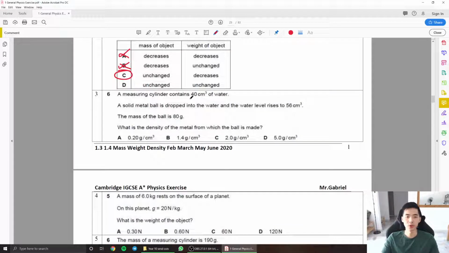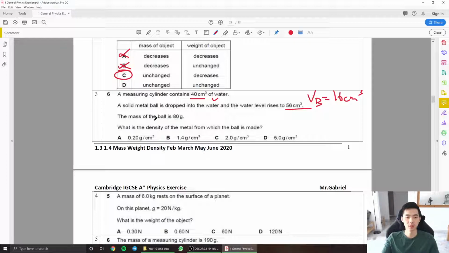The measuring cylinder contains 40 cm cube. This is definitely volume. The metal ball is dropped into the water and the water rises to 56 cm cube. So the volume of the ball would have been 16 cm cube, right?